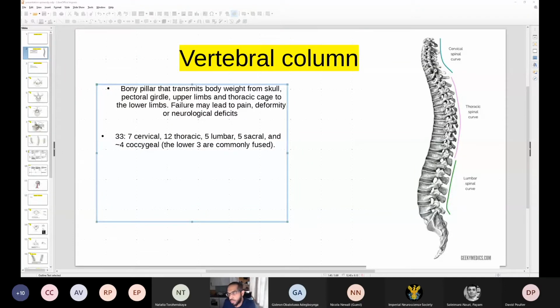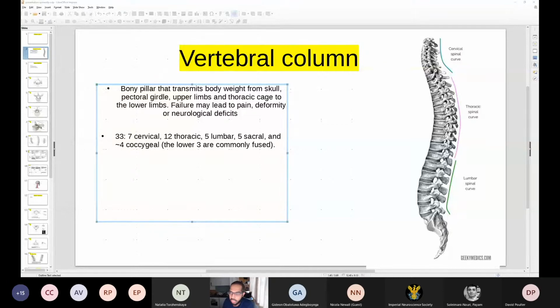So it supports the weight of the skull up here, and then the upper limbs are connected here and here, and the ribs are connected here, and then it transmits that weight down through the pelvis down to the lower limbs. So it's important for this system to function normally, because any abnormalities or failure in this system would produce one or more of these three things.